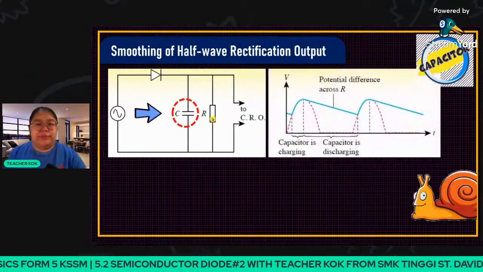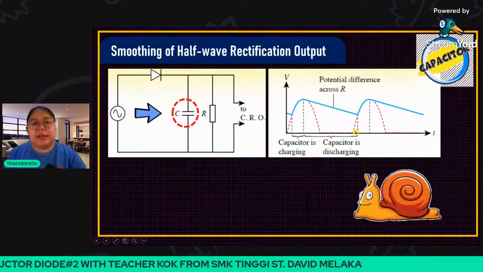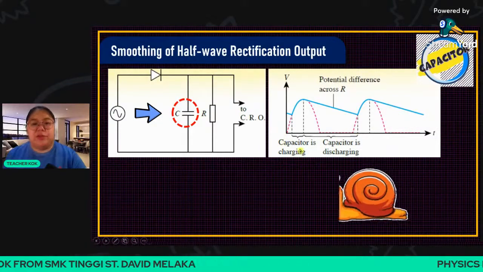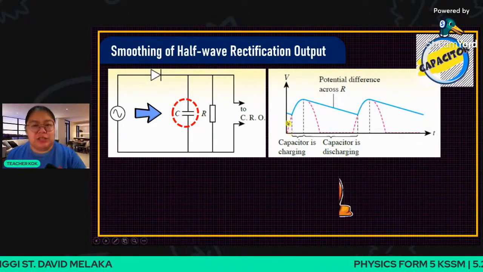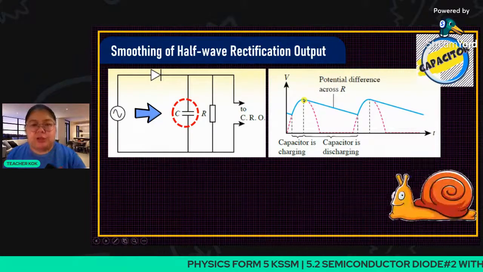Okay, you see the graph. This one is the graph output. The first cycle, the second cycle is actually empty, is it? Then you complete with the third cycle. So the first one, they say the capacitor is charging. When you provide the voltage, the capacitor charges.